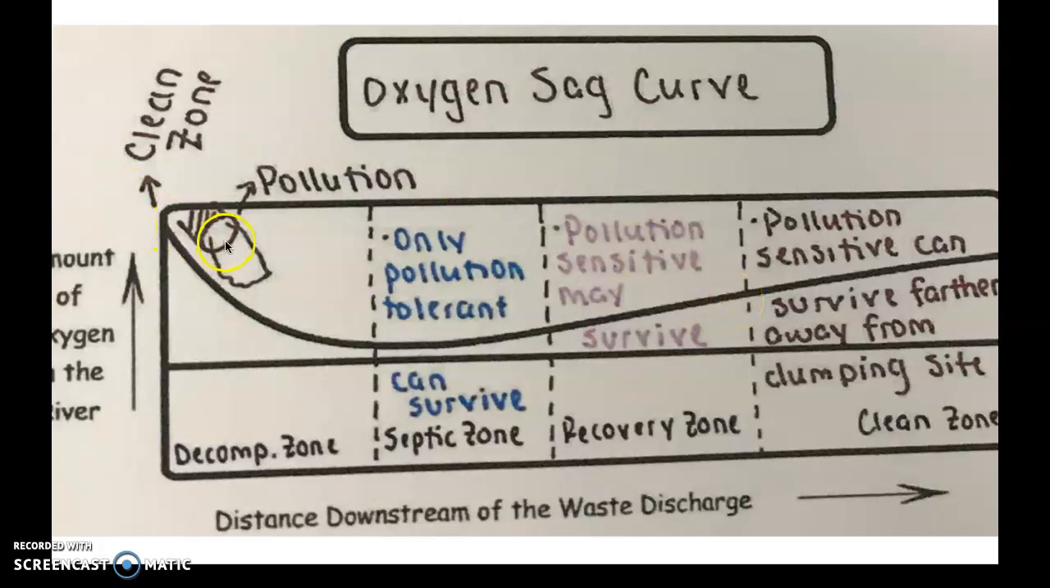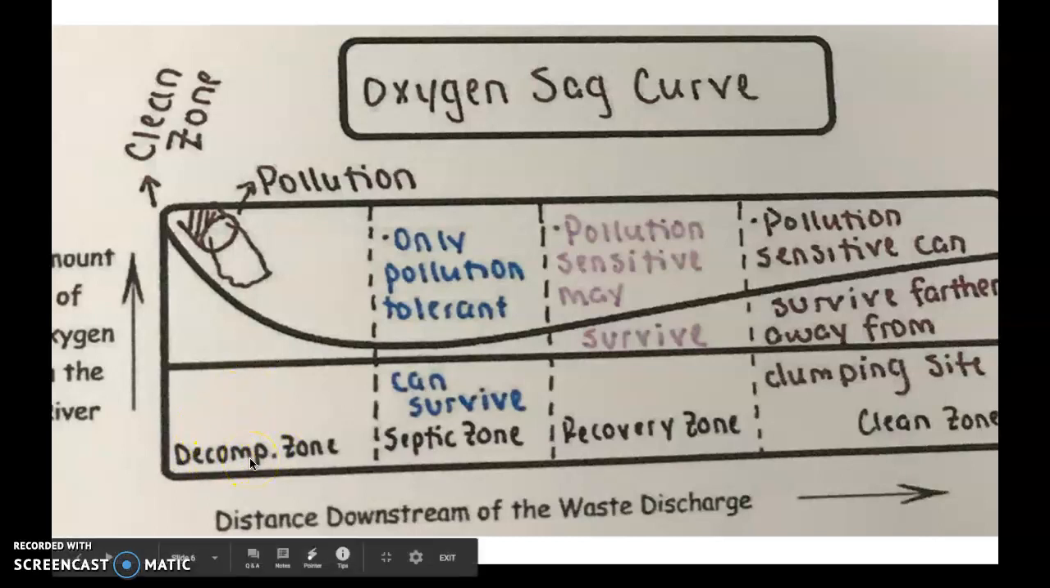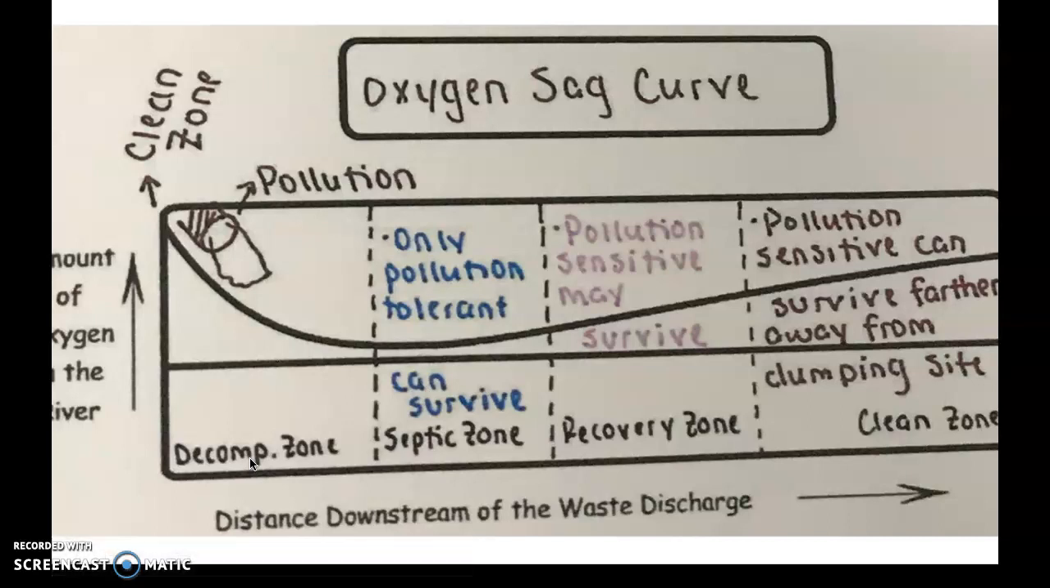So the very first thing we do is we have a pollutant that was thrown in. So say we have a bunch of nitrogen in the system. The first thing that's going to happen is it's going to start to decompose. It's going to start to spread around into our water system. And then we call that the decomp zone.